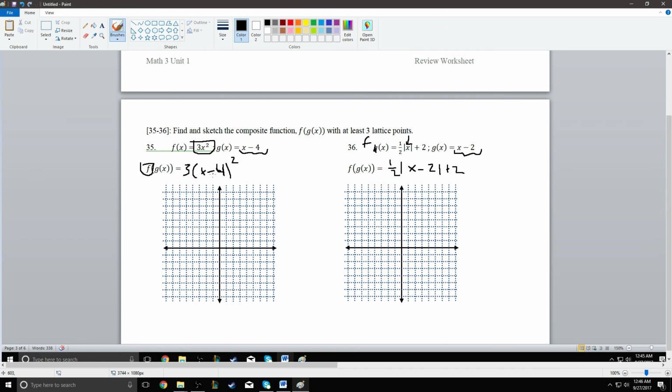Okay. This function is right 4, 1, 2, 3, 4. And we follow the whole A1, A3, A5 pattern. So it's really 3 times 1, which is 3. 3 times 3, which is 9. 3 times 5, which is 15. So it's right 1, up 1, 2, 3. Right 1, up 1, 2, 3, 4, 5, 6. It gets really big. So this function is just really skinny.